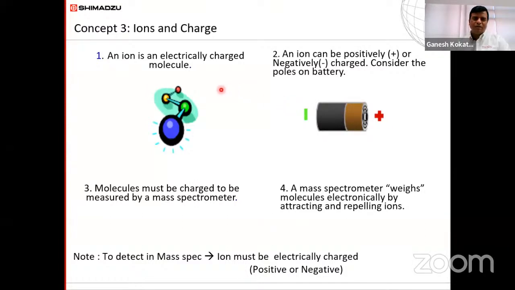The ion is an electrically charged molecule, and obviously it carries either a positive or negative charge, and the molecule must be charged to be measured on LCMS.